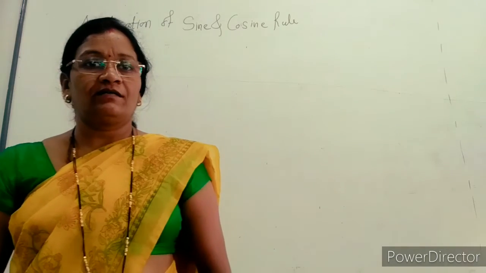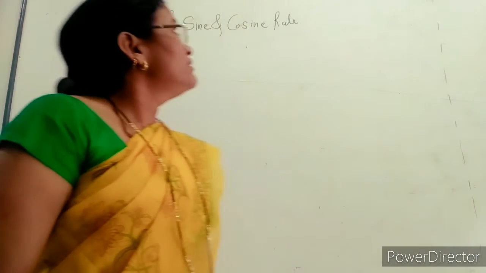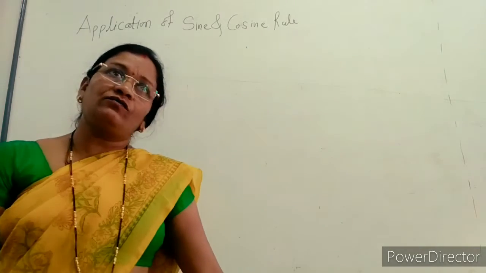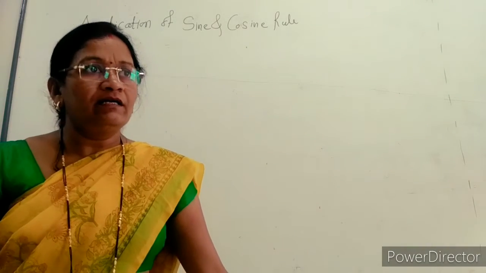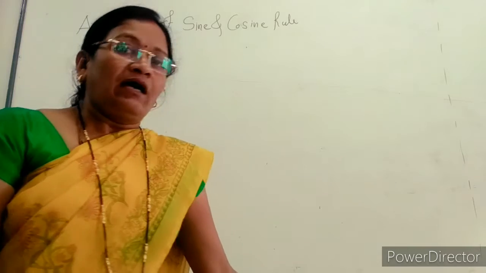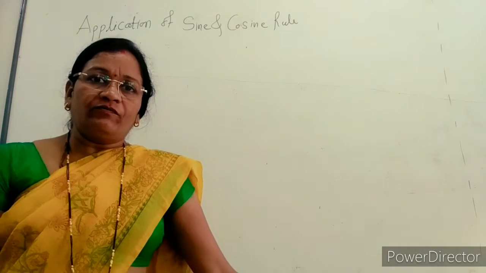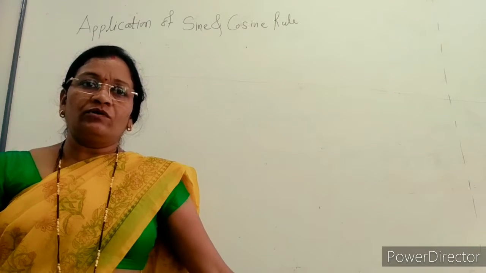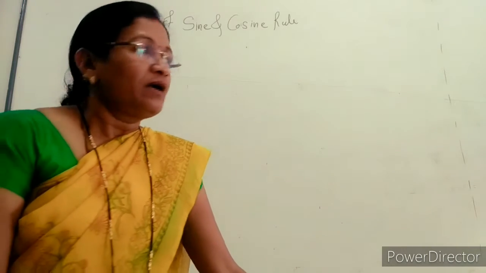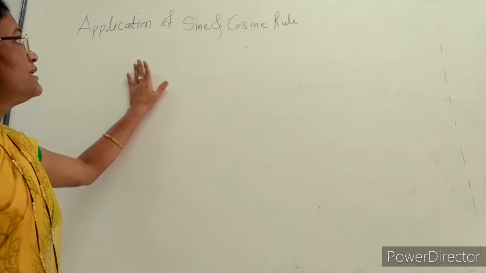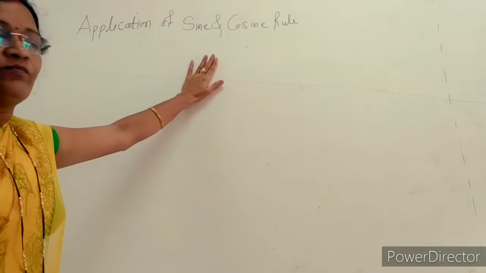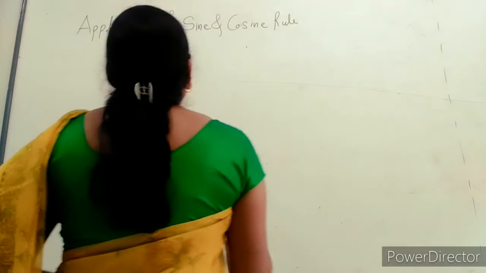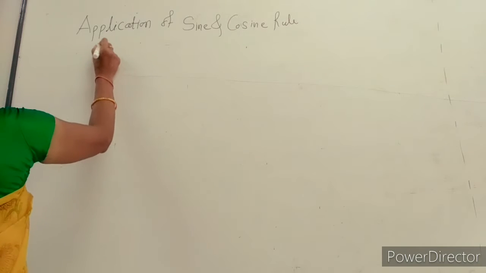Hello friends, today we take the application of sine rule and cosine rule. In the previous period we learned the topic of sine rule, cosine rule, and projection rule. Now, to take the application of the sine rule and cosine rule, we take triangle ABC.